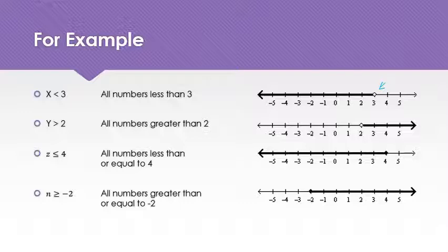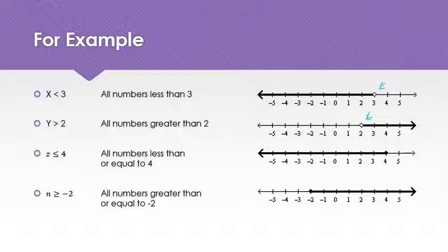In my second example, I show y is greater than 2, which means if I substitute in 3, 4, 5, or even decimal numbers in between, like 3.5, all those numbers are greater than 2. Again, I use an open circle because 2 is not a solution here.